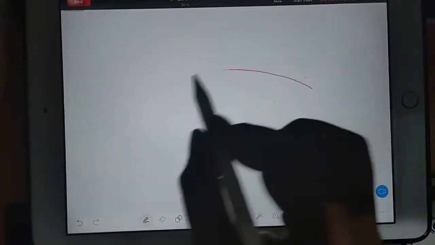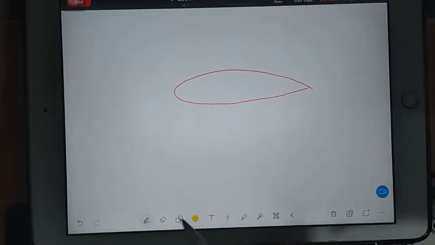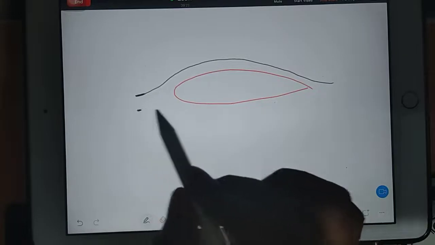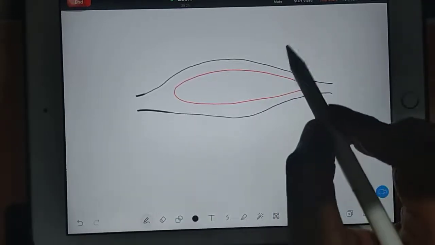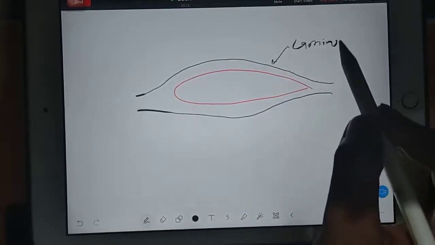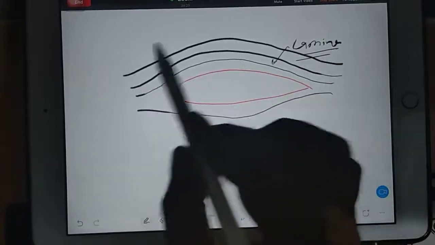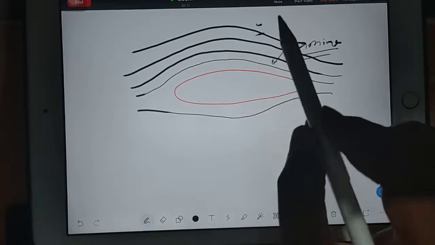See, actually, suppose you have an airfoil like this, and the flow is passing over the airfoil smoothly, like a lamina. Lamina means plates, like one plate, another plate, another plate, like this. So this kind of flow is known as laminar flow.